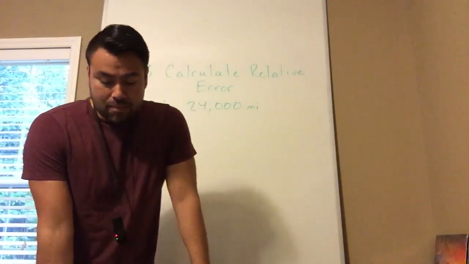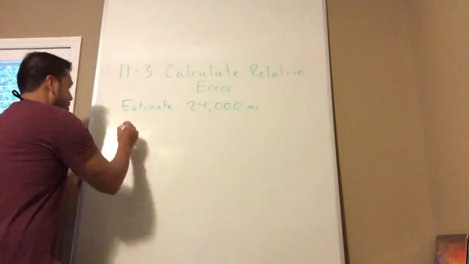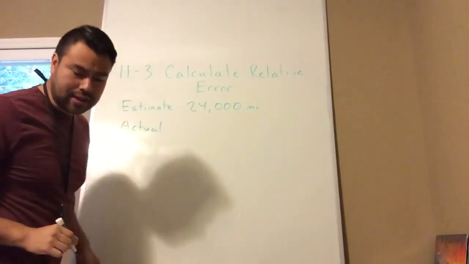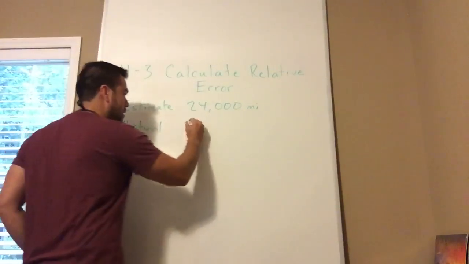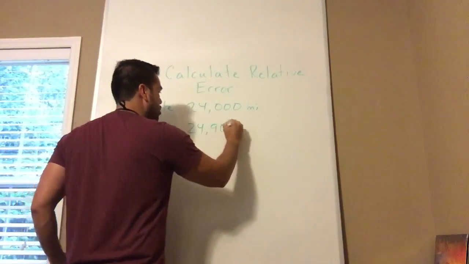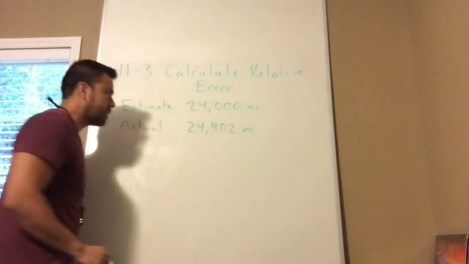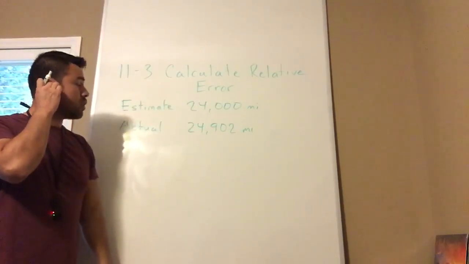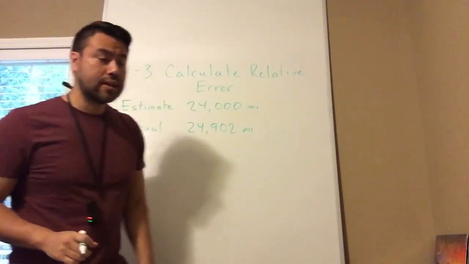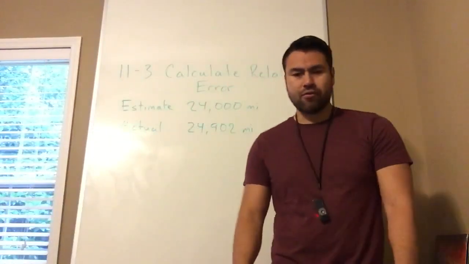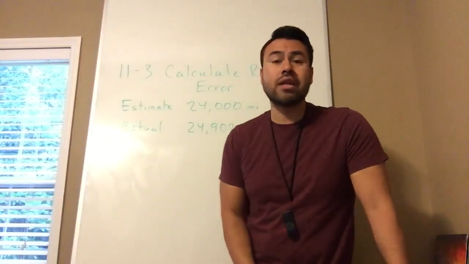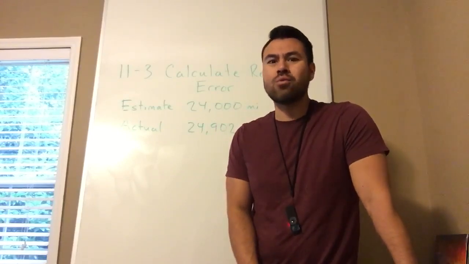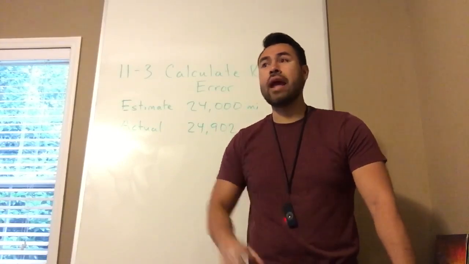And then measuring the actual circumference of the Earth, you come to find that it was 24,902 miles. Okay, so your estimate was 24,000. Your actual was 24,902. Now, if I told you, for example, without even thinking of this problem, that you're 900 miles off, you would probably think, "Oh man, you're really wrong. You're really way out there."